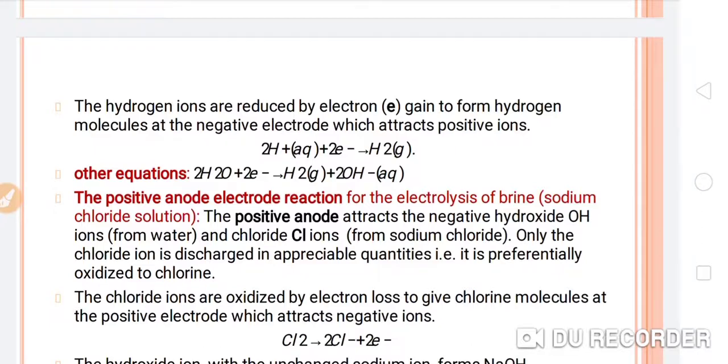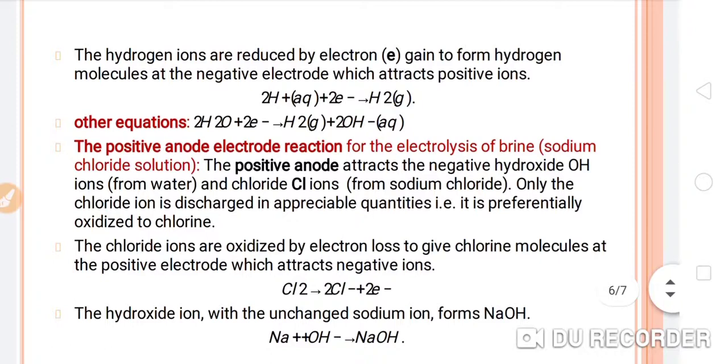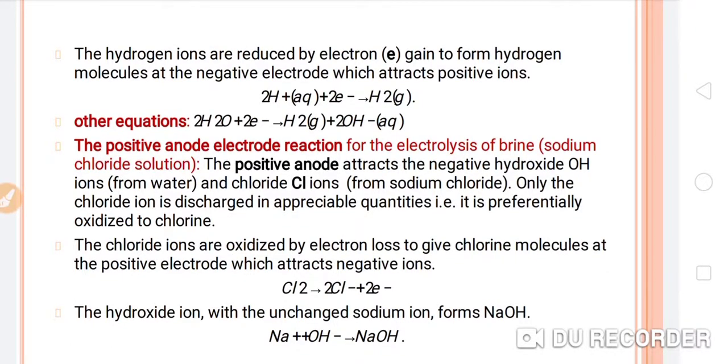So it will gain electron at this electrode, and after this process it will be reduced here. How is it reducing? H positive has a deficiency of electrons, and at the negative terminal it gets one extra electron, which will be gained by the H positive ion, and by this process it will be reduced here. Okay, molecules at the negative electrode attract positive ions.